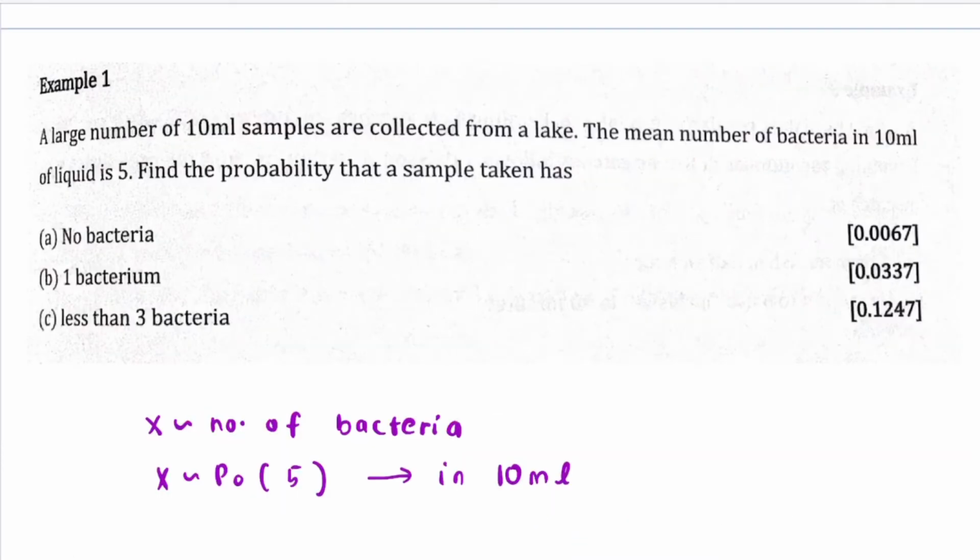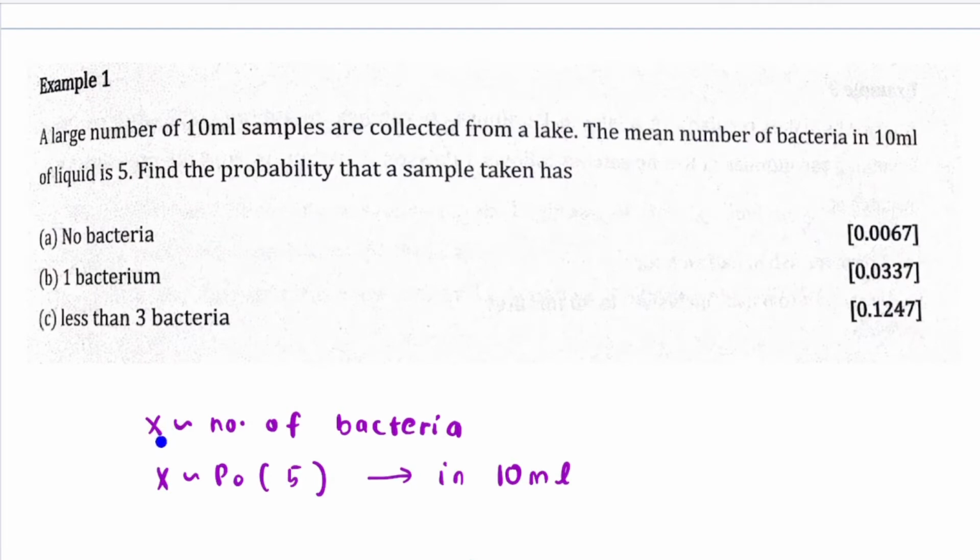How can you use the formula of Poisson? A large number of 10 milliliter samples are collected from a lake. The mean number of bacteria in 10 milliliters of liquid is 5. Find the probability that a sample taken has no bacteria. So every time you answer a question, always define the random variable X first.